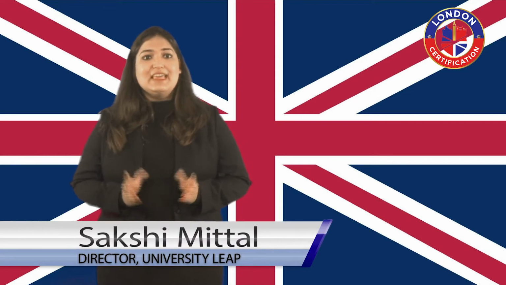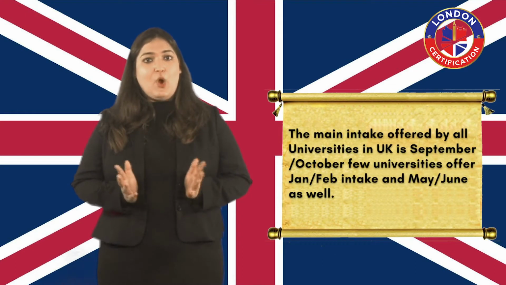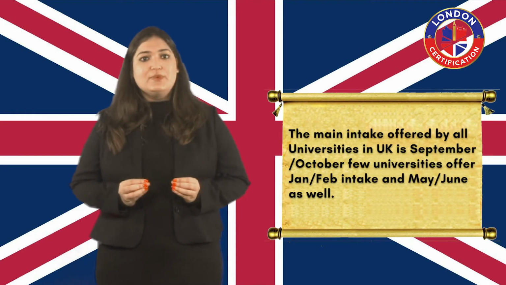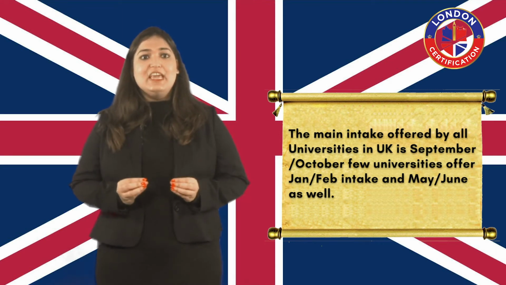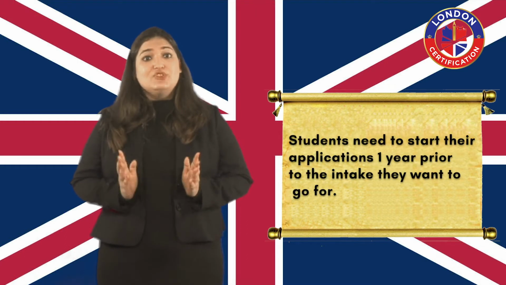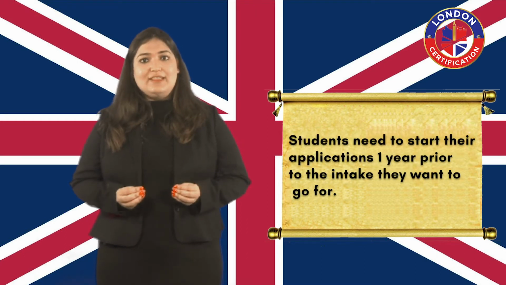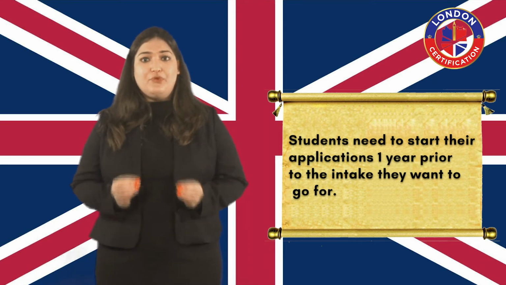Next, we move on to the application procedure and the intakes of universities in UK. The main intake for all universities in UK is September or October, and very few universities offer a January intake, and May or June intake is also available at very few universities. Students need to start their application 1 year prior to the intake they want to go for.